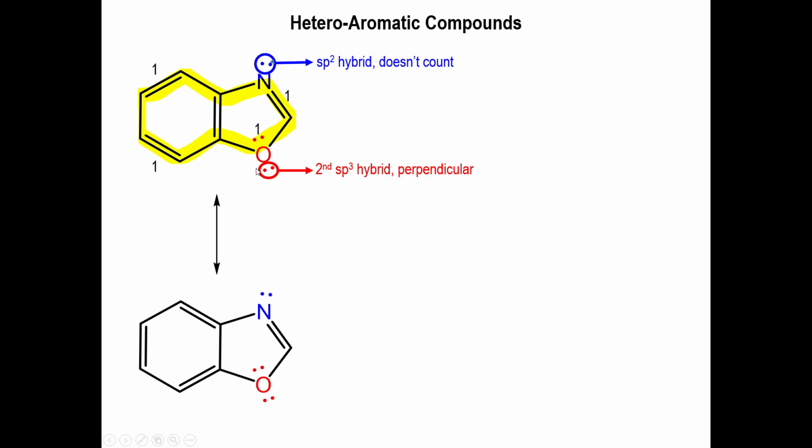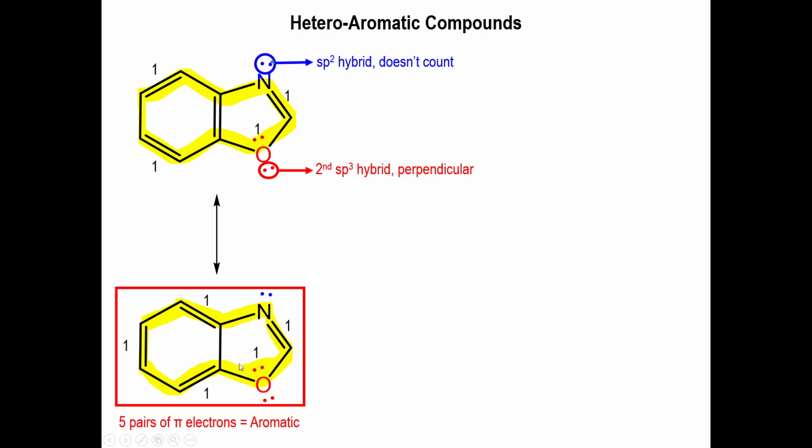You could also redraw this and look at the resonance structure, and the idea will still be the same. You count the three double bonds in the benzene ring here on the left. You count the double bond where the nitrogen is located. You count the electrons of the oxygen. Either way, you count all of that, or you do the resonance structure, and you should see that you have a total of 5 pairs of pi electrons. And because that's an odd number, that will tell us that this is aromatic.